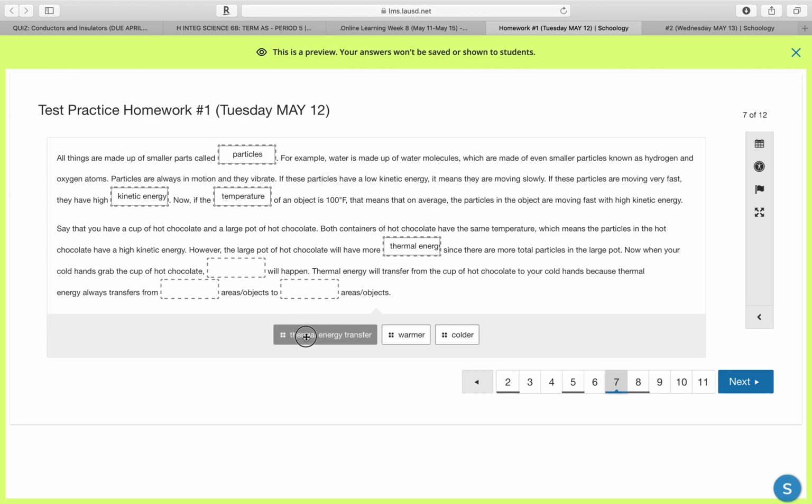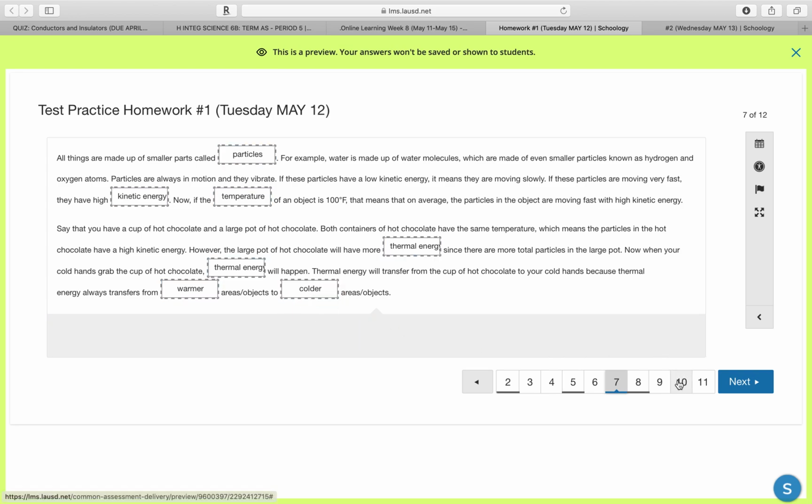Remember, when you touch something warm, thermal energy transfer will happen. Thermal energy will transfer from the cup of hot chocolate to your cold hands because thermal energy always transfers from, remember, it always transfers from warm to cold objects.